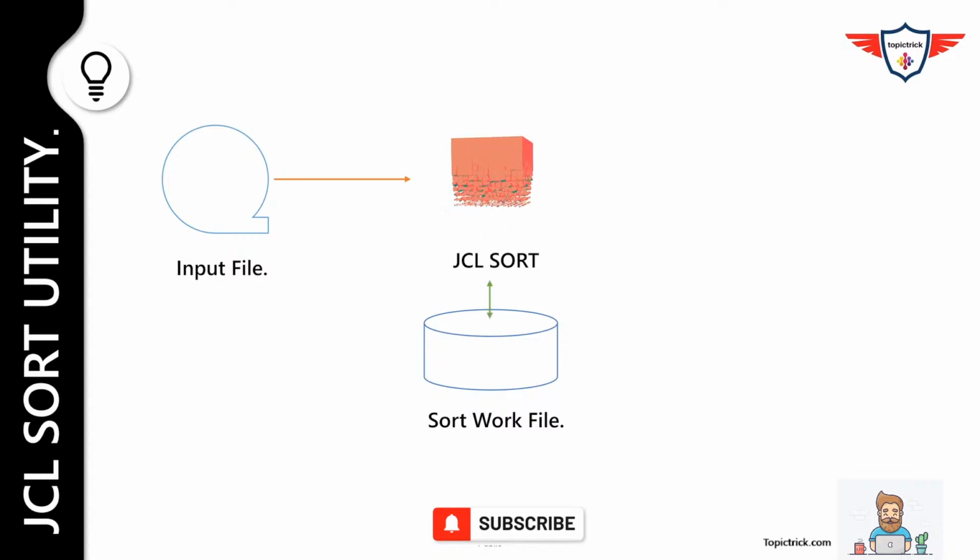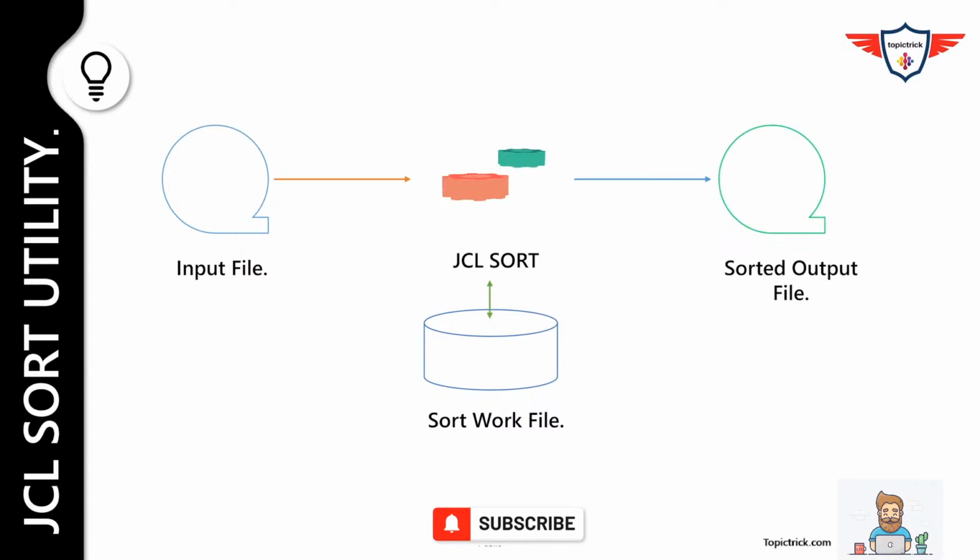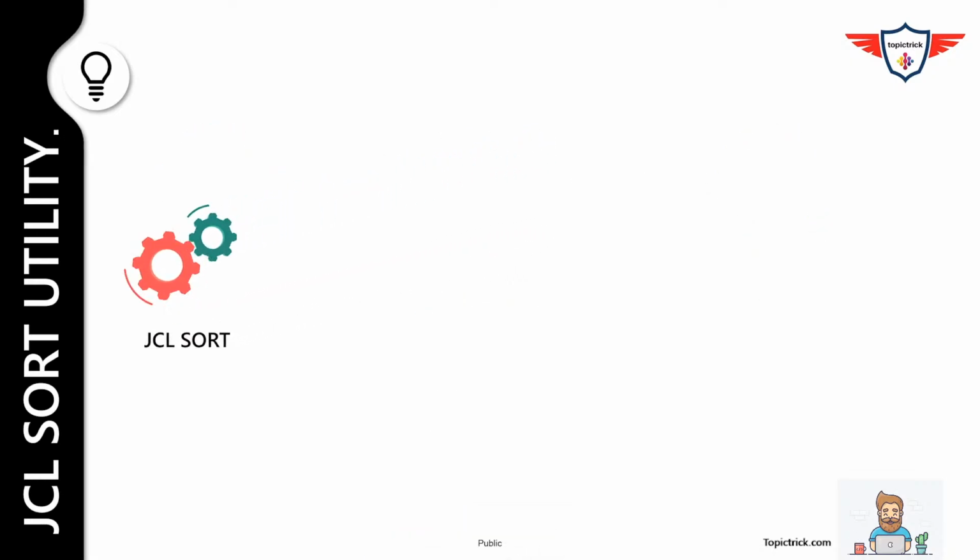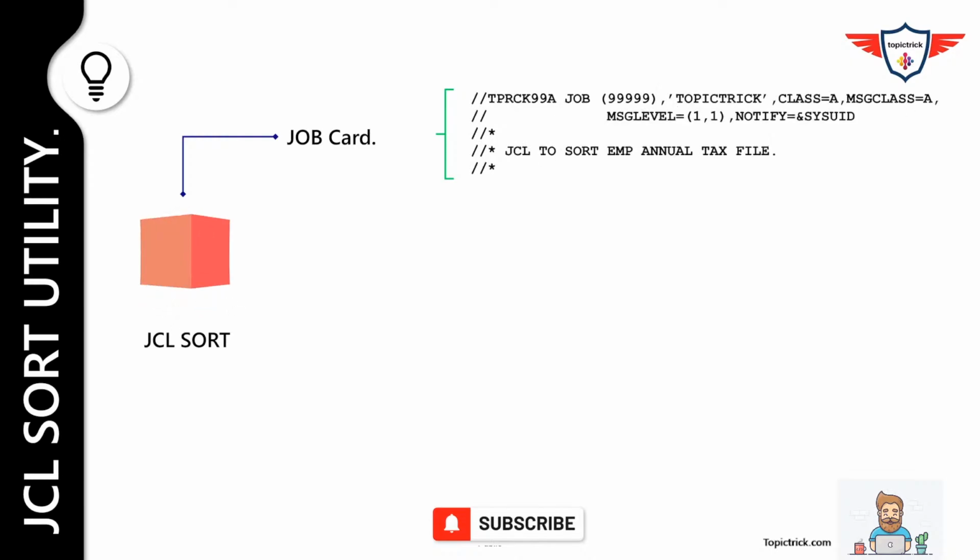So the input file is the one on which the operation will be performed. After that, you have the sort work file. The JCL SORT utility actually uses this file for internal processing, right? And the outcome of the entire operation will be written into your output file. And the selection criteria is specified with the help of SYSIN card.